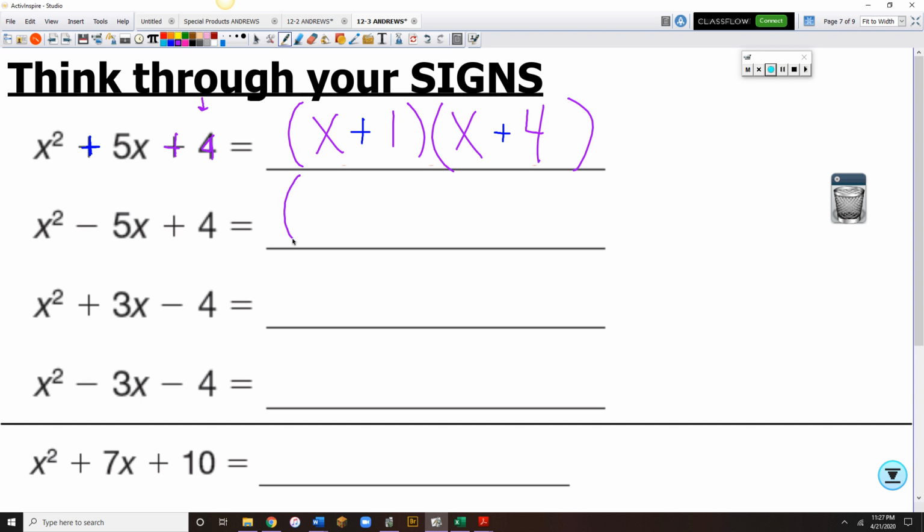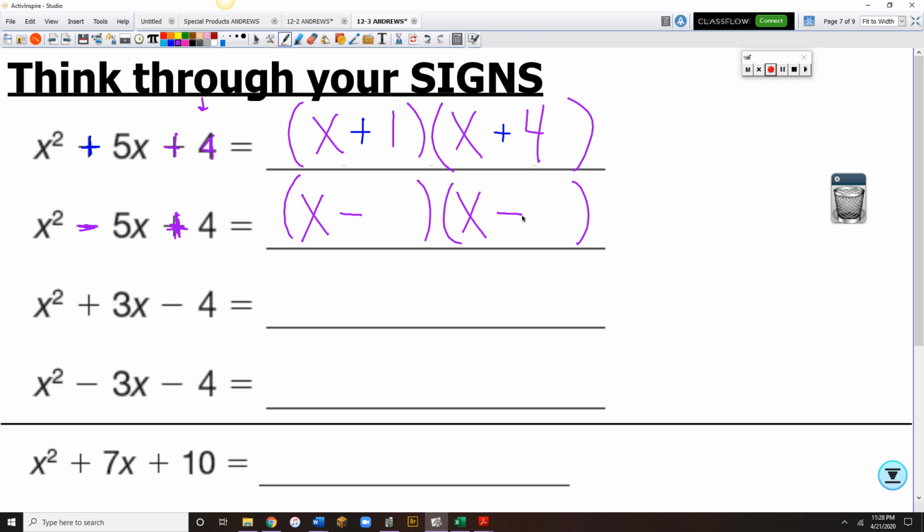In the next example, it looks very similar, right? The only difference is now there is a subtraction sign in front of the 5. Okay, so the plus sign in front of the 4 tells us, again, the signs are the same. But I don't know what the signs are until I look at the 5. They're both minus. Okay, so if there's any lingering thoughts that you just copy the signs from the quadratic to the factors, that doesn't work, okay?